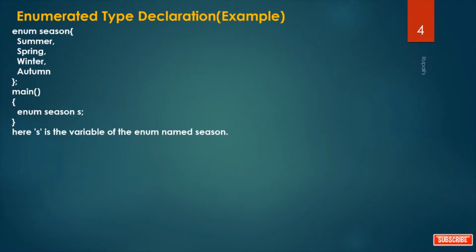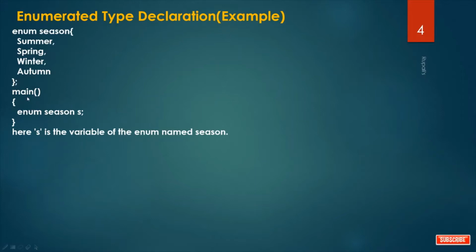Now see the example of enumerated data type. First you have to write the keyword enum. Then this name is chosen by the user. Here my enumerator name is season. And then see the variables summer, spring, winter, autumn, they are separated by comma. And after the end of the enumerator, there is a semicolon.